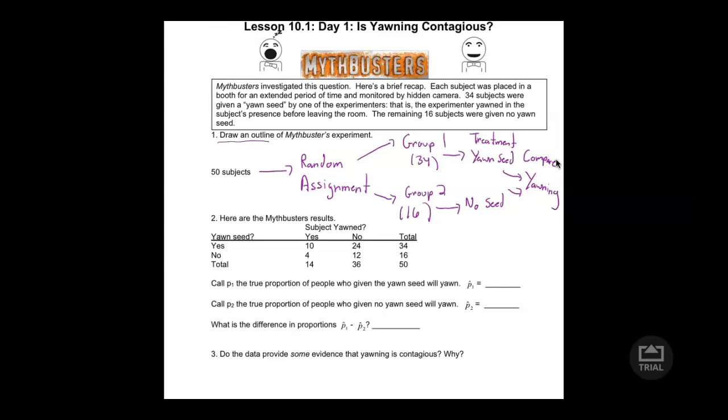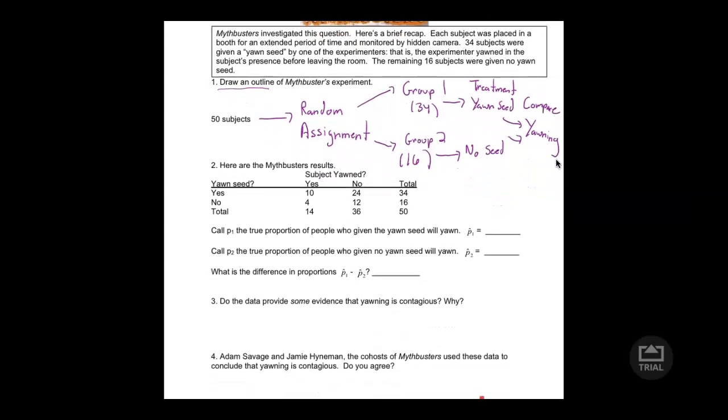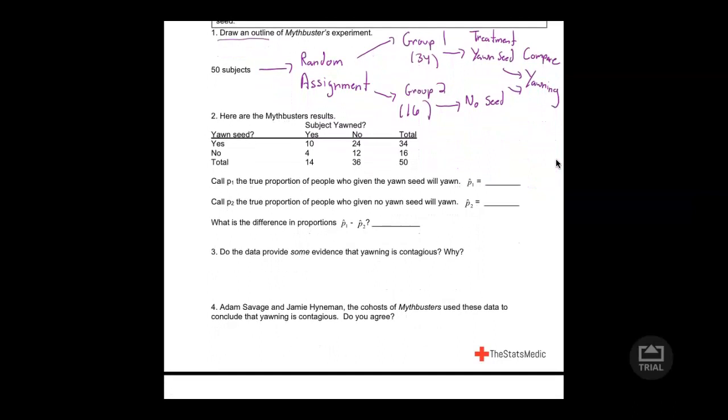Okay, so let's take a look at the Mythbusters results. Here are the Mythbusters results. You can see it's broken up by whether or not the subject yawned, and whether they got the yawn seed or not. So we're going to call p1, our parameter, the true proportion of people who, given the yawn seed, will yawn. So this is conditional probability. We're going to take it out of the total of who were given the yawn seed.